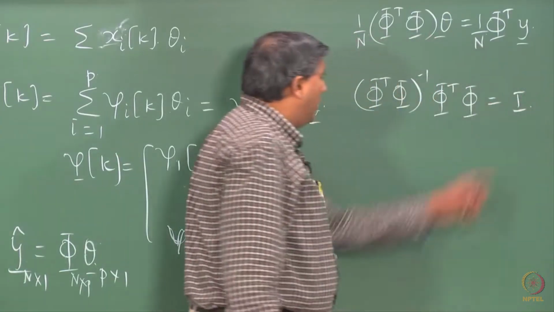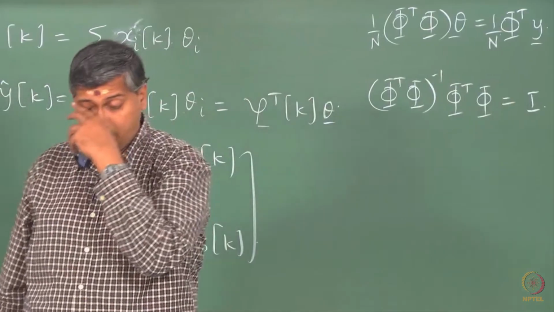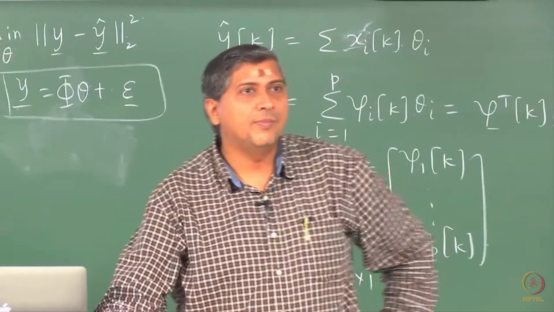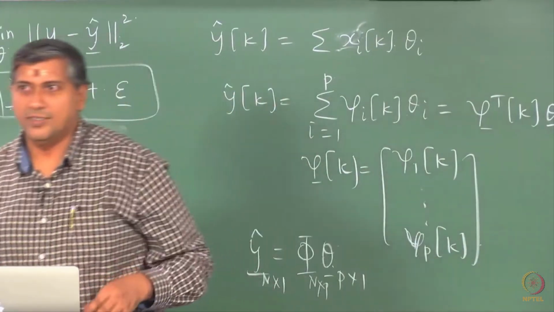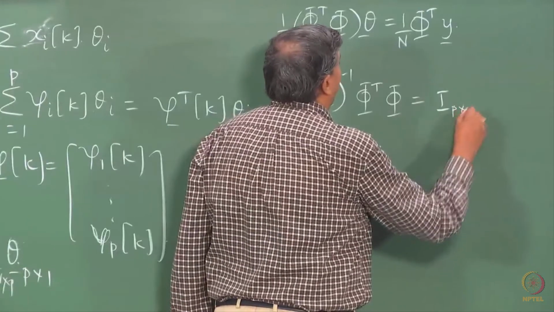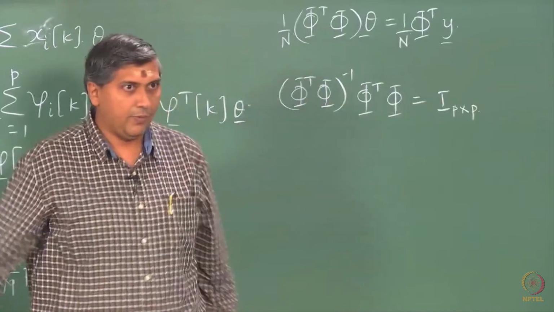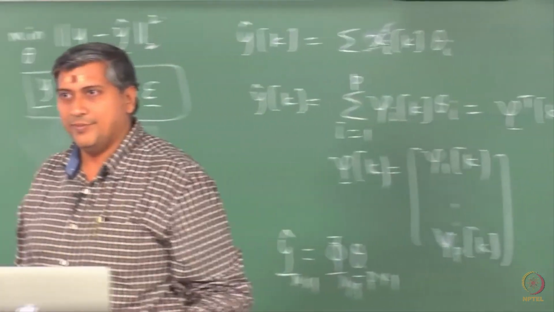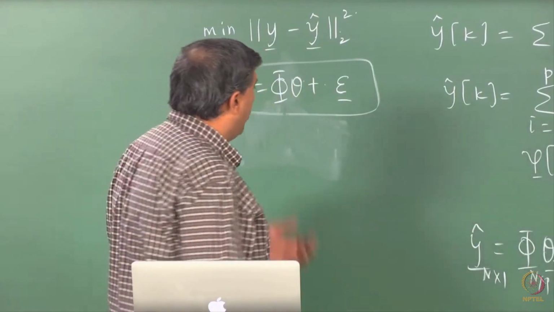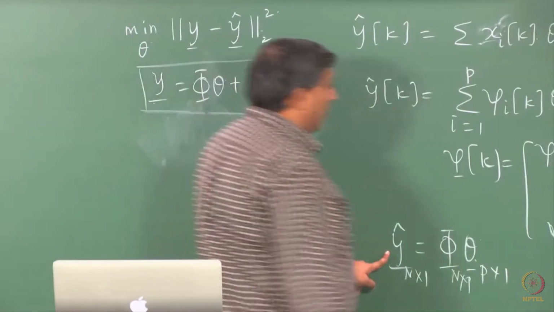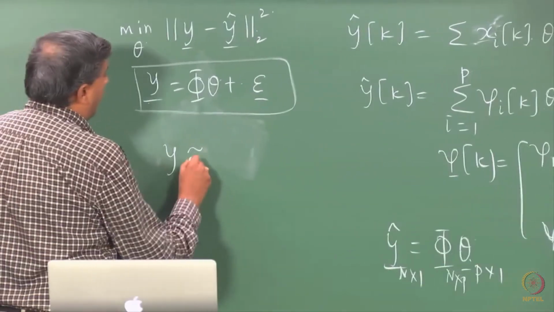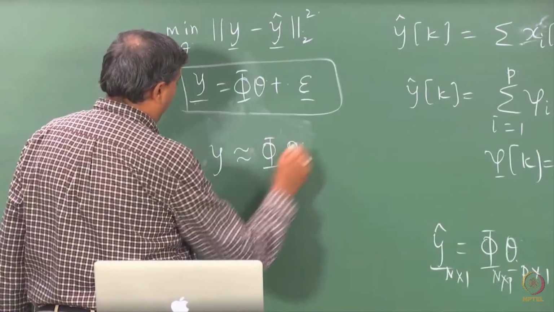but this identity would be of what size? N cross n or p cross p? P cross p, right. So, this would be p cross p, and then likewise you have a right pseudo inverse, which we do not use, we use what is known as a left pseudo inverse. Why is it called pseudo inverse? It is as if, instead of solving this, suppose I am force fitting. So, I am solving y is approximately equal to phi theta, right.